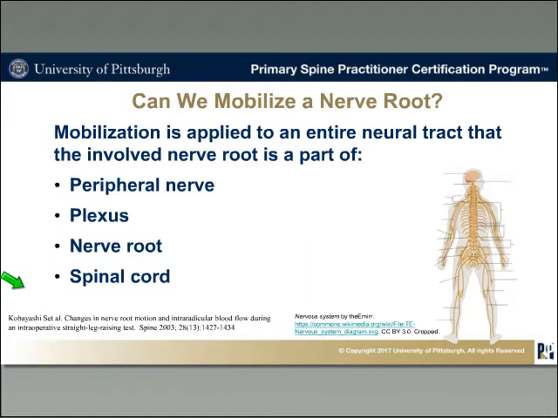So the question that arises naturally is, is it possible to mobilize a nerve root? And the answer is yes. Studies have shown that specific maneuvers that we will be talking about apply mobilization to the nerve root, but remember that the neurodynamic maneuvers are not restricted to just the nerve root. The movement is applied to the peripheral nerves, to the plexus, to the nerve root, as well as to the spinal cord. So the entire neural tract is mobilized when we perform neurodynamic movements, not just the nerve root.